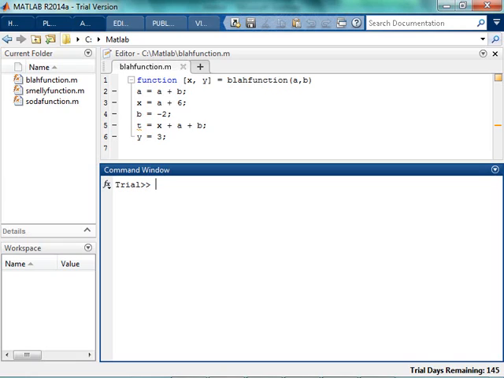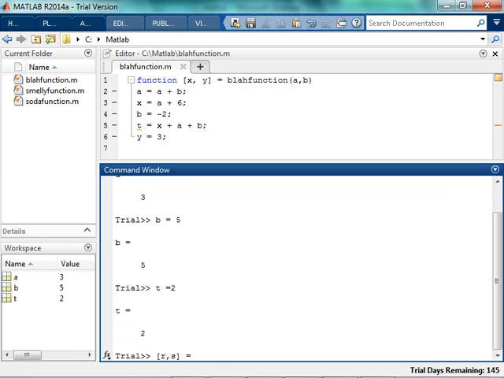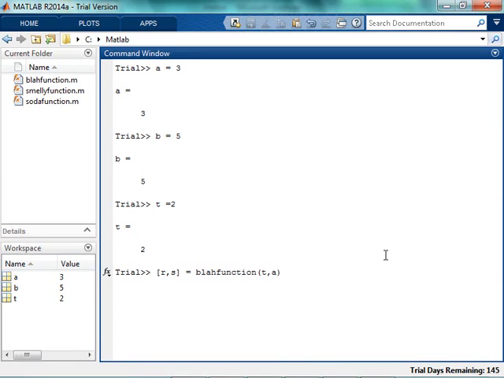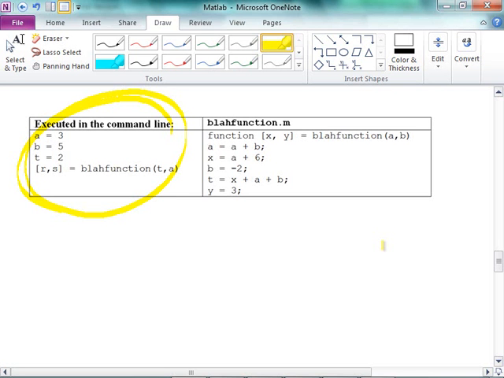But anyway, here's the blah function. And I typed a equals 3, b equals 5, and t equals 2. Then I have that r, s are the two outputs of the blah function, t and a. So before I run this, I would like to go check and see. Now remember, as the user, you're not even going to look at this. This is completely gone, from somebody who hasn't written it. So I can use this function without knowing what it does. So come over here and think about, okay, well, what would this actually do?